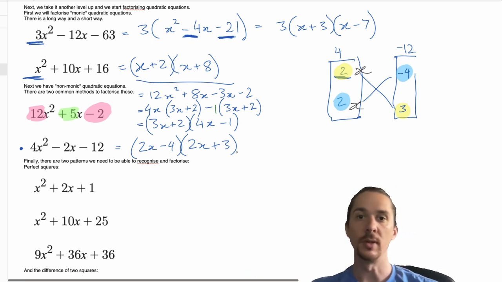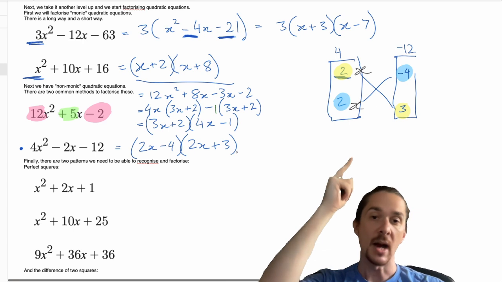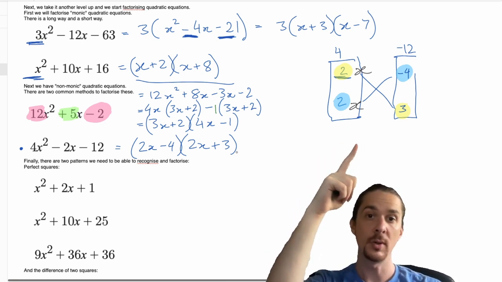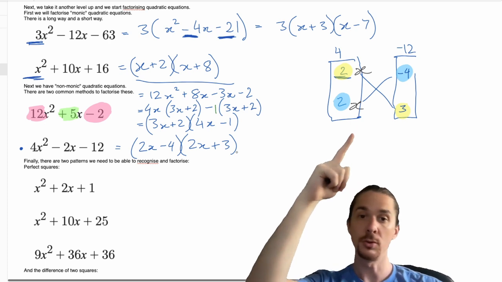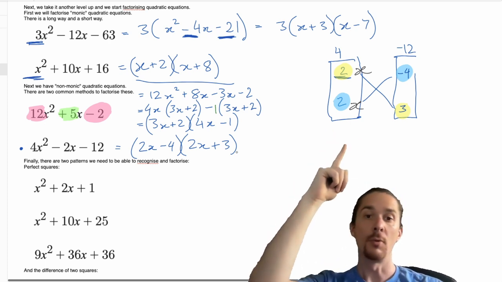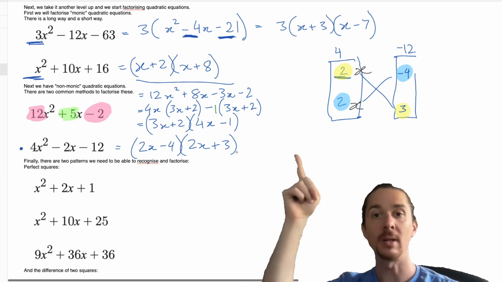Now for each of these, you can expand them out and you should get back to exactly what we started with. You can choose which of these methods you like. I find this one is more confusing for students who are new to it, but it's faster for students who take a lot of time to do a lot of practice. For most students, this is easier to understand, easier to remember, and easier to get correct.